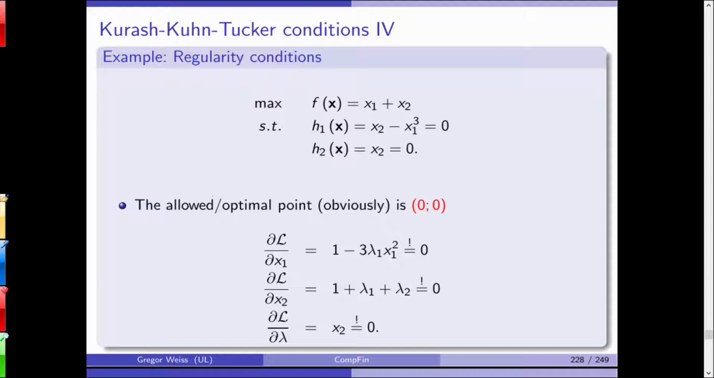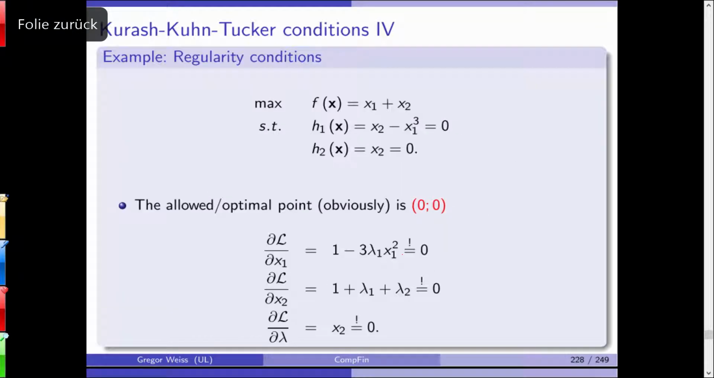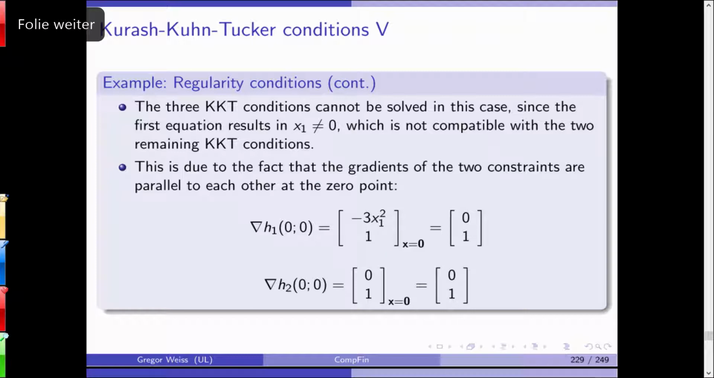Now, let's play stupid and let's use the KKT conditions. Lagrange function, derivatives set to equal, and what can we see? Again, x2 has to equal 0, 1 plus lambda 1 plus lambda 2 has to equal 0, and 1 minus 3 lambda 1 x1 squared has to equal 0. Now, these three KKT conditions cannot be solved, since the first equation results in x1 not equal to 0, and this is not compatible with the other two. So in this case, we can see a very simple function, very simple constraints, but KKT doesn't hold.